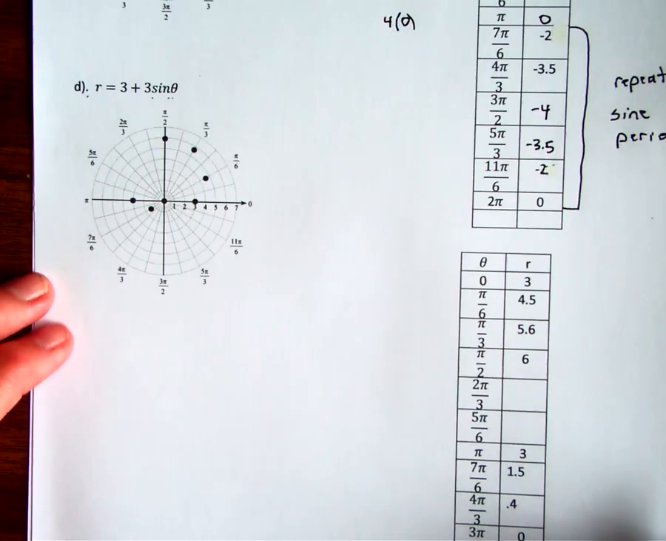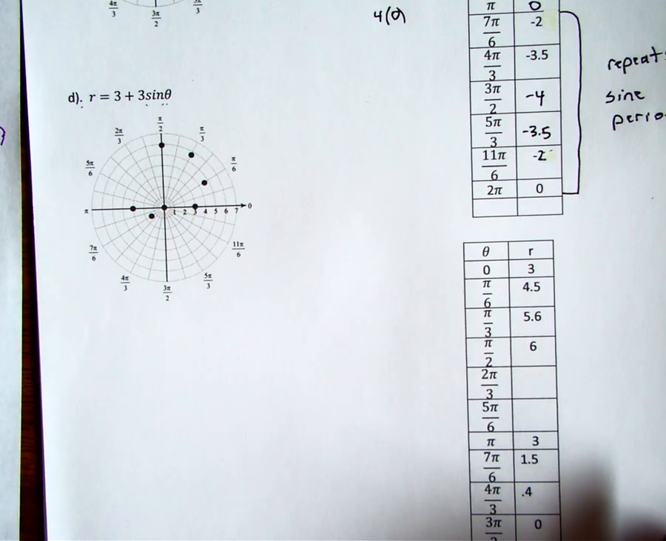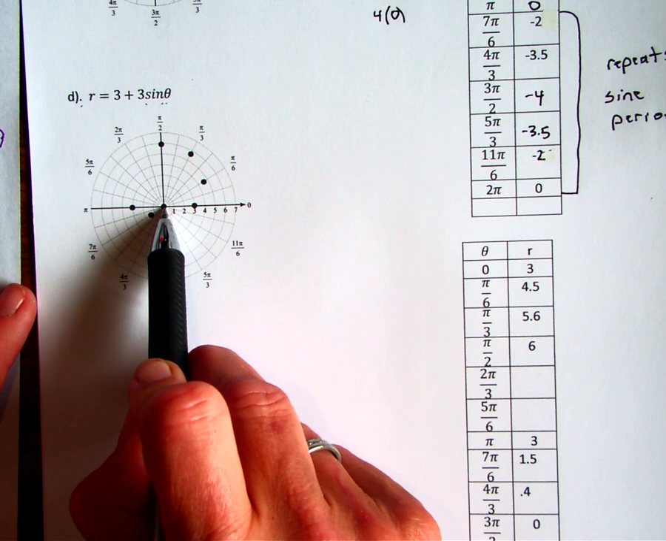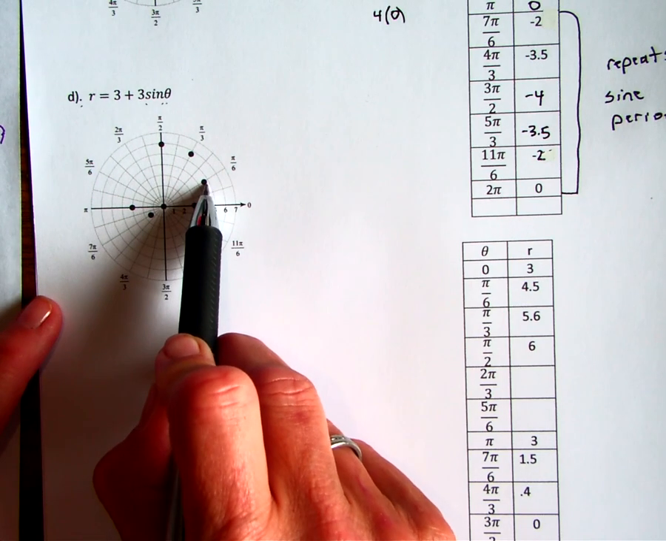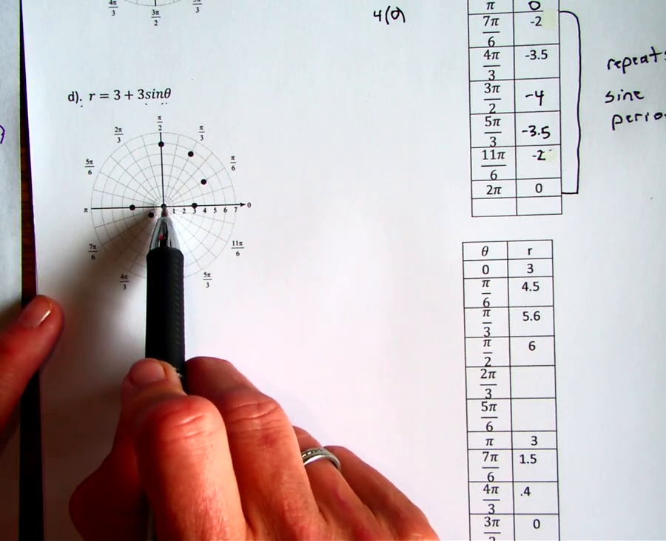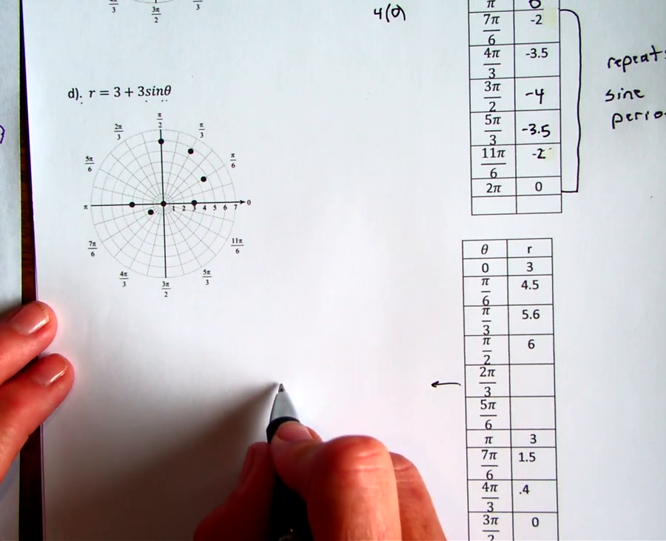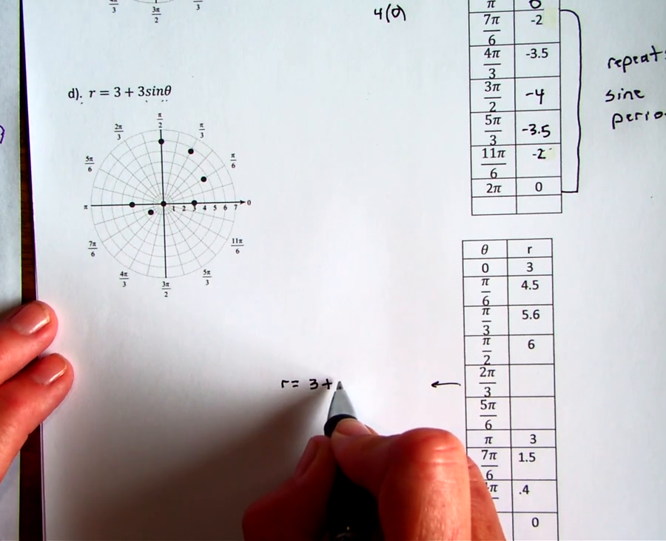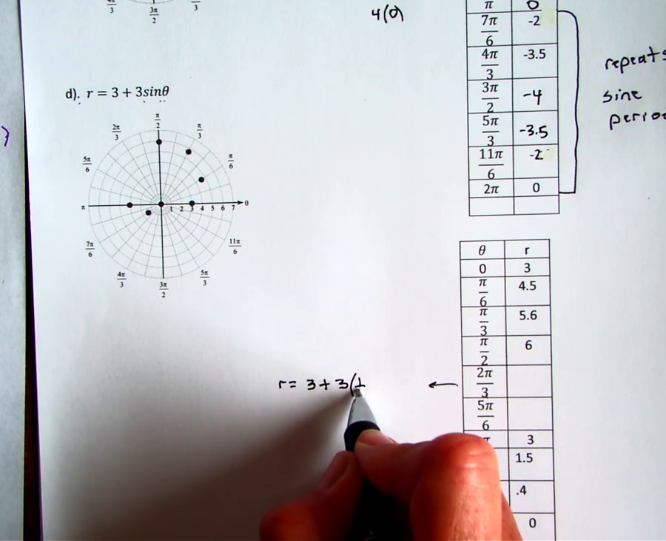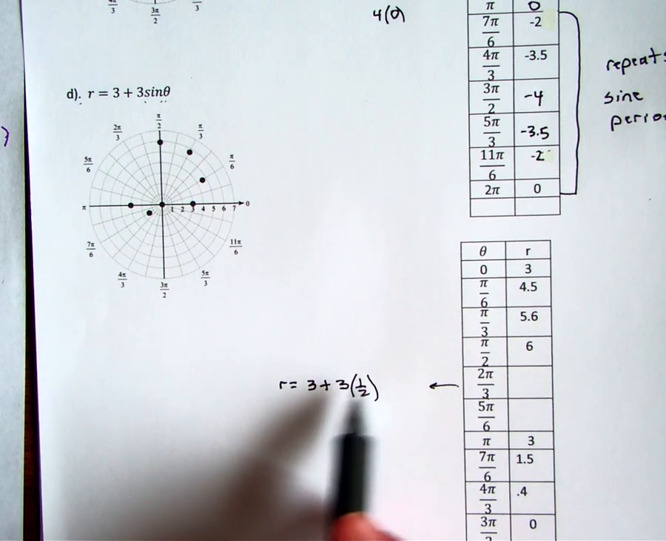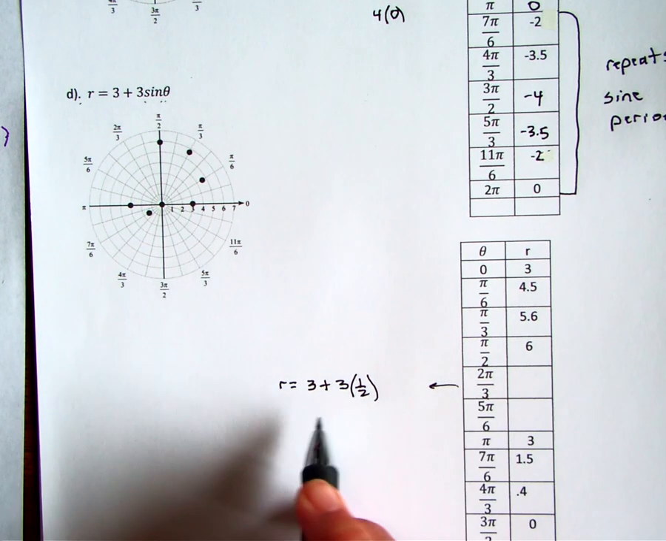So now let's move on to this guy. So once again, I've already kind of given us a bit of a head start. So at 0, you would walk out 3. At pi over 6, you walk out 4.5. At pi over 2, it's 6. So let's go get 2 pi over 3. So according to this, we're going to do 3 plus 3, and the sine of 2 pi over 3 is a positive 1/2. So if I add that up, I get 1.5, 4.5. Nope, I'm sorry.